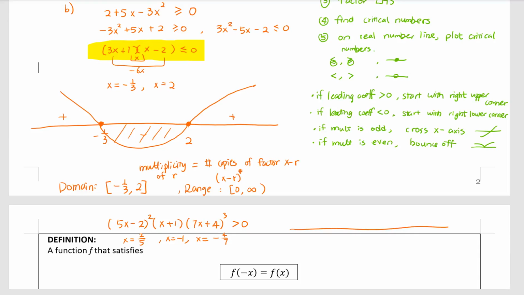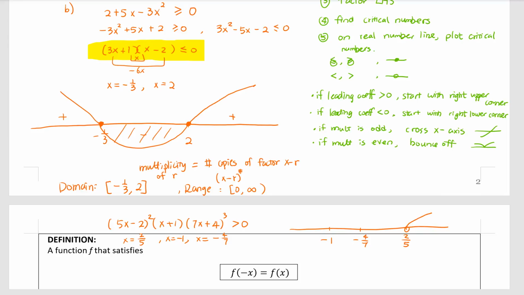So you draw the real number line and you plot those points. The biggest is 2/5, and then -4/7, and then -1, right? So make sure you put them in the right order: the smallest numbers on the left, the largest numbers on the right. Because the leading coefficient is positive, we start at the upper right corner. And this root, 2/5, corresponds to the first factor, and the multiplicity is 2. So that's why we bounce off.